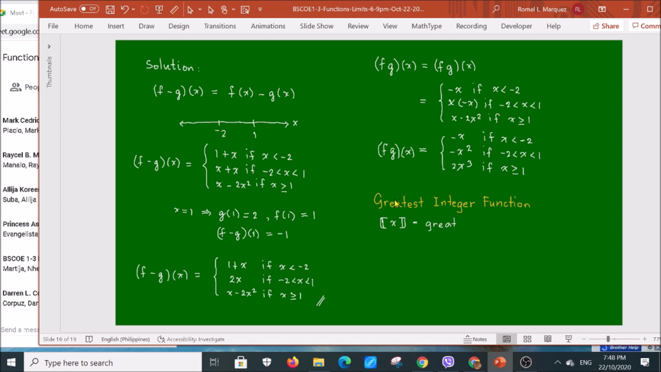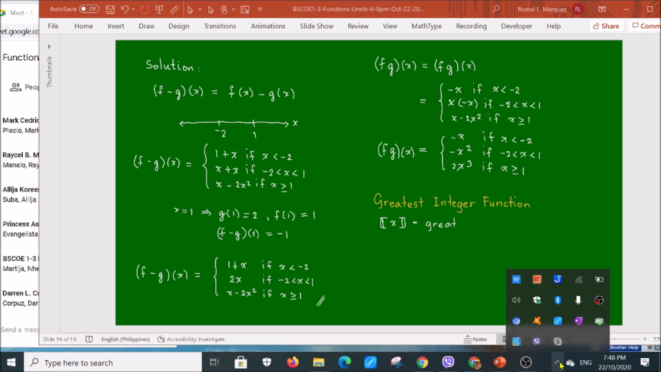Wait a minute, it's going to turn off. No more charge. Good thing I was able to sense it. Otherwise, I will be out of the Google. I will be kicked out.